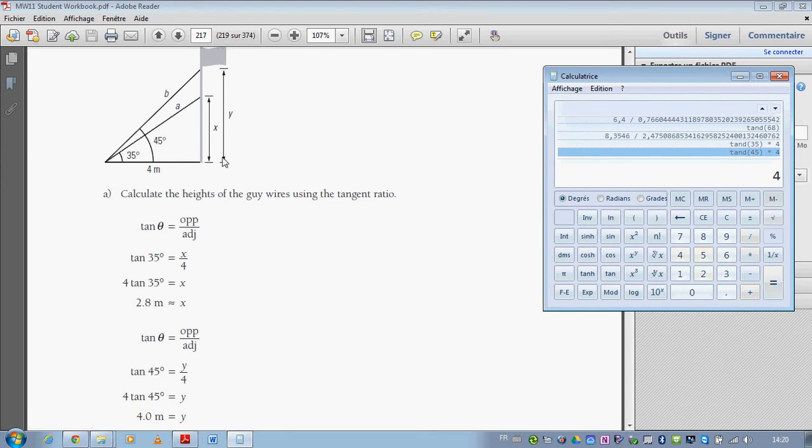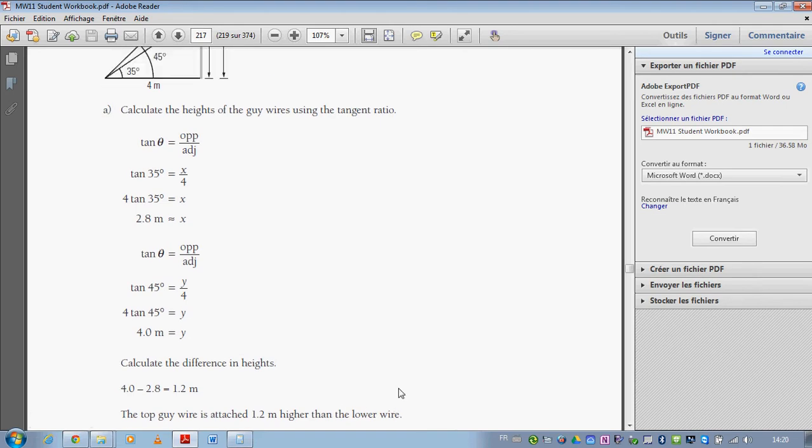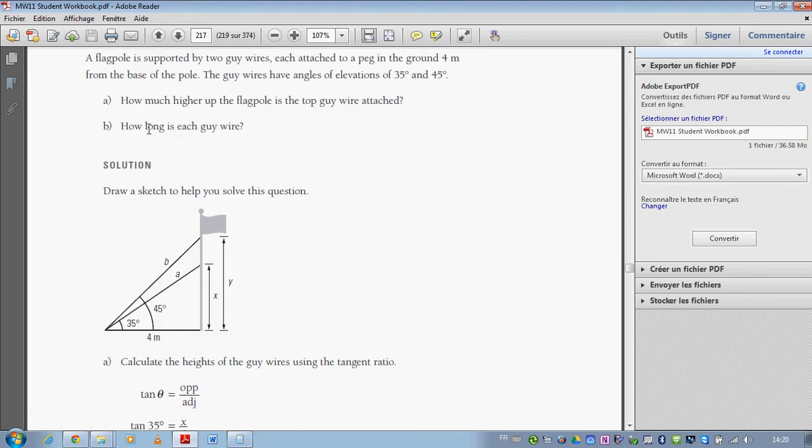So if y is 4 meters high and x is 2.8 meters high, then the difference between these two is 1.2 meters of height. So that's the difference between the two. That means the top wire is attached 1.2 meters higher than the lower wire. Now, part B is asking how long is each wire.